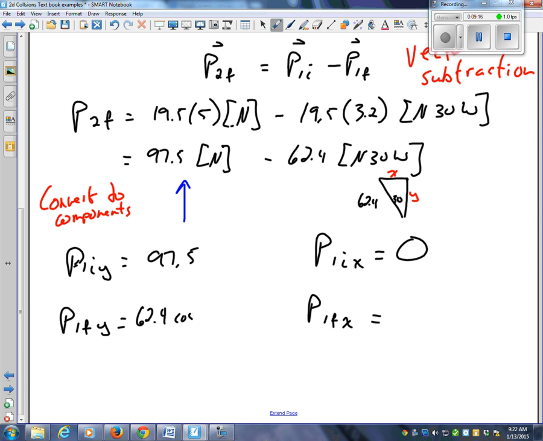62.4 cosine 30. The 62.4 was the 19.5 times the 3.2. That's the momentum of the first rock after, right? So 62.4 cos 30 is, do you get 54? And this one here is going to be 62.4 sine 30, which is 31.2. Now that one is actually to the left, and so it's negative, right?